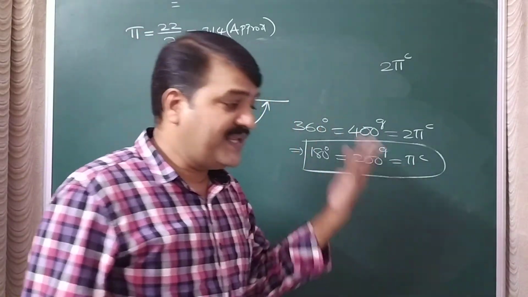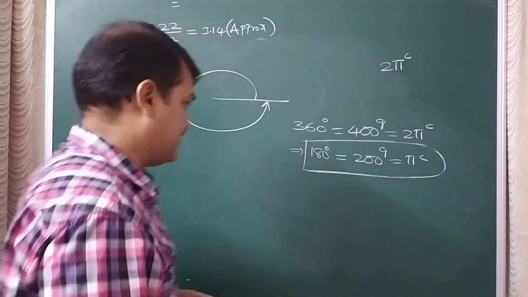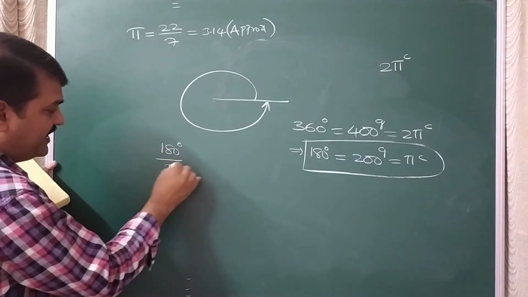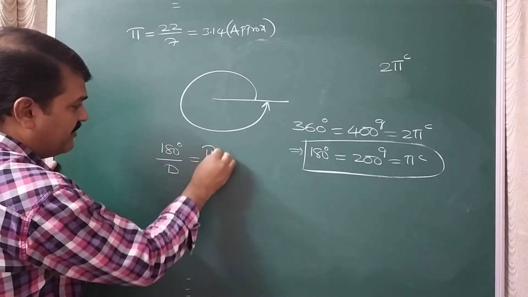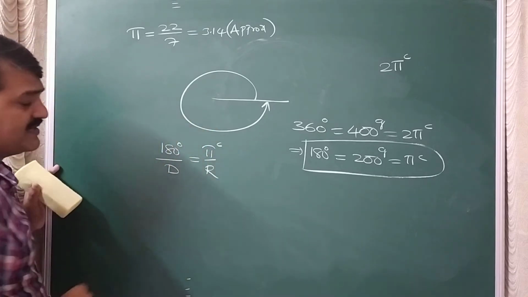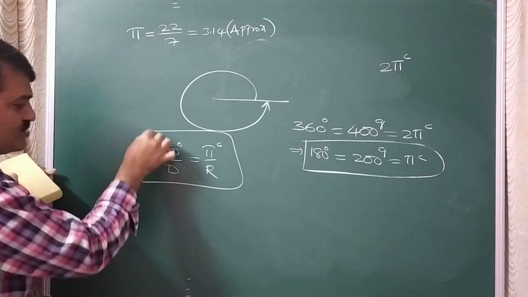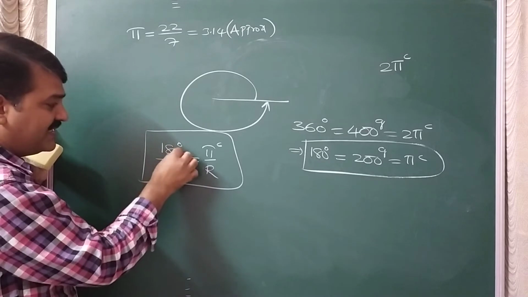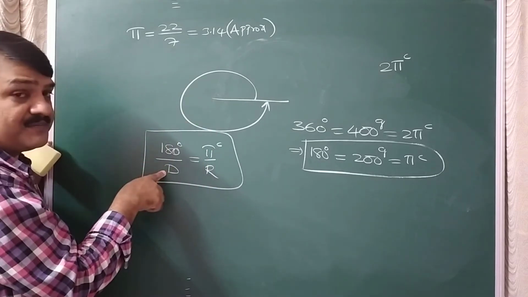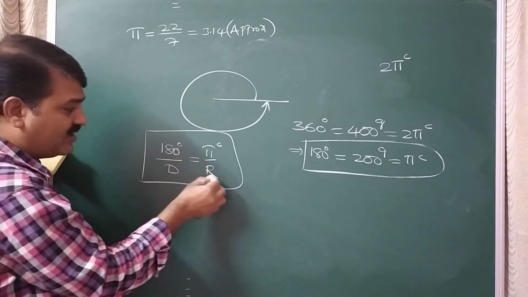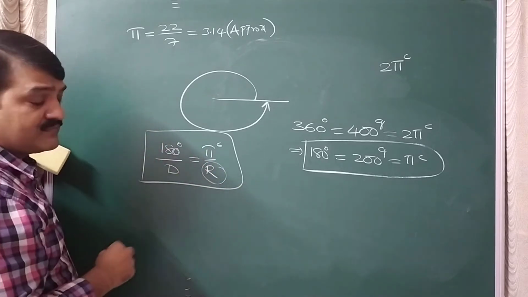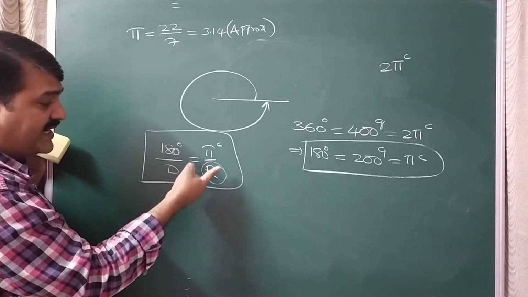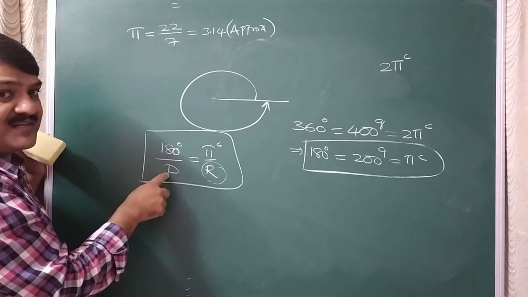Now, how do we convert radians into degrees and degrees into radians? For that we will use this relation: 180 by d is equal to pi by r, or pi radians by r. This is the relation we use to convert degrees into radians and radians into degrees. For example, if an angle is given in degrees, put it here, then you will get the angle in terms of radians through r. If an angle is given in radians, put it here, then you will get the value in terms of degrees as d.